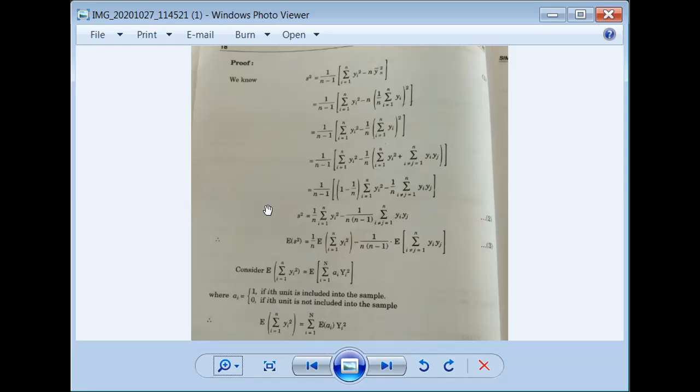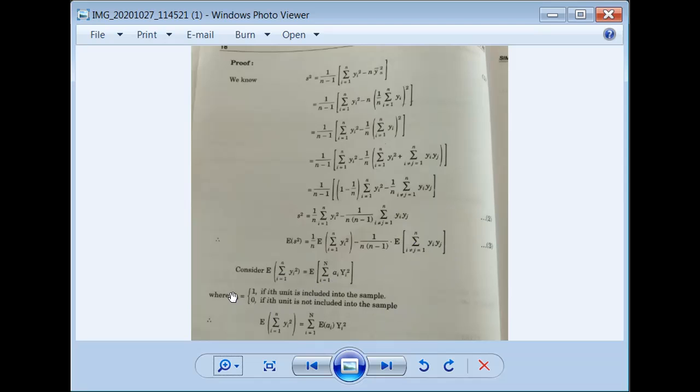Now for this equation, I am taking the expectation on both sides. Expectation of s square equals 1 by n summation expectation of yi square minus 1 by n into n minus 1 expectation of summation i not equal to j of yi and yj. This is called equation 3. Now consider expectation of summation i equal to 1 to n of y square, which equals expectation of summation ai into y square, with a constant ai, as I have shown in the previous theorem.